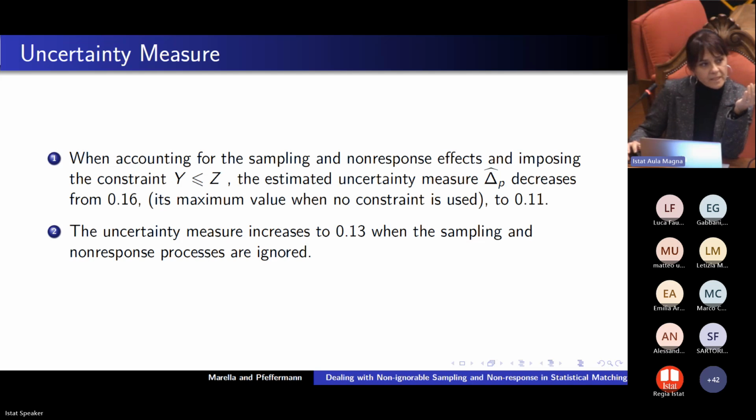When we ignore the sampling design and the nonresponse process under the constraint that Y is less than or equal to Z, we obtain an uncertainty measure equal to 0.13. When we take into account both processes, we obtain a smaller value for the uncertainty measure, equal to 0.11.